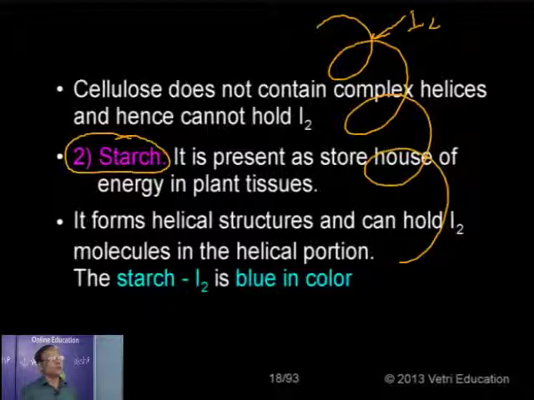But in the case of starch, it forms a helical structure. The helical structure has pocket-like structures which can hold iodine, so that the iodide starch is blue in color. This is the reason why starch is blue in color when treated with iodine solution and cellulose doesn't.